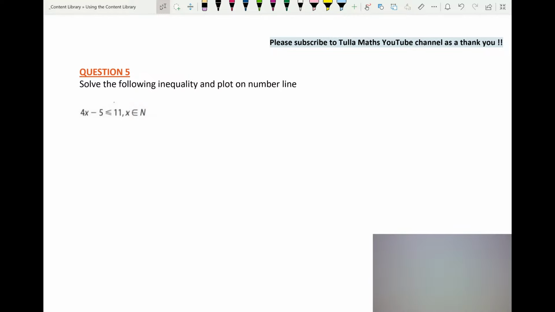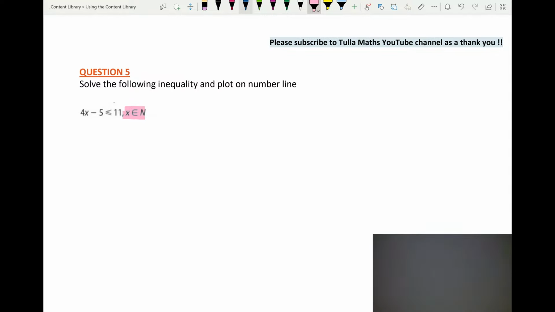So inequalities. So the question 5 here is asking us to solve the following inequality and plot it on a number line. So inequalities, they are just a bit like our equations. You're trying to solve the inequality. So it's like an equation, as I say. Now, when you're looking at your inequalities, don't get too fixated or too stressed about the bit at the end here where it says x element of n.